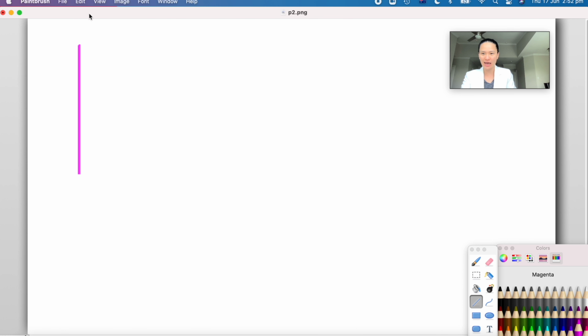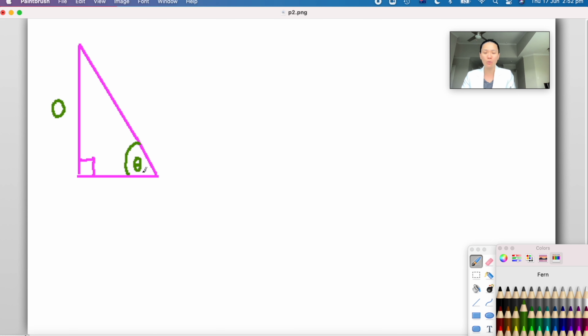To recap super quick, do you remember our triangle? Okay, let me draw it. Right angle, and this one I give it theta. The side that is opposite theta we call opposite. The one next to theta is adjacent. And the one opposite the right angle we call hypotenuse.